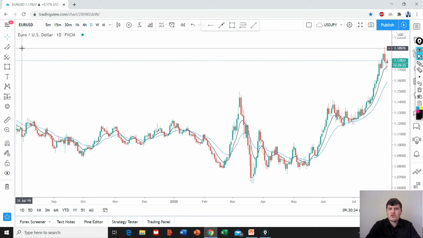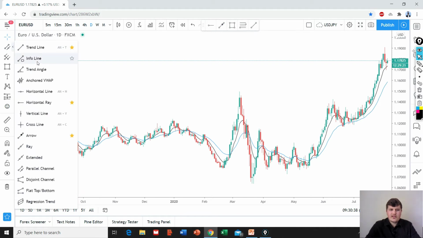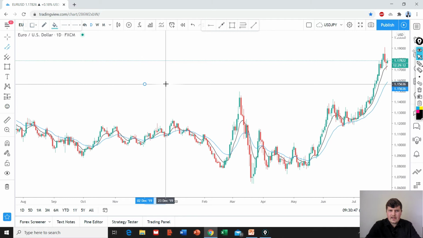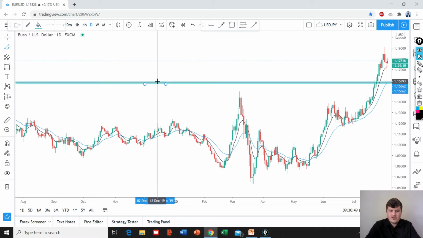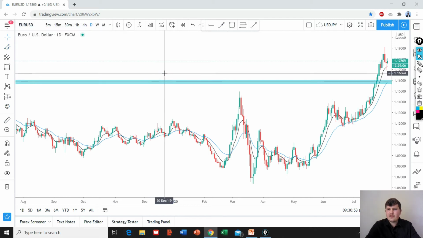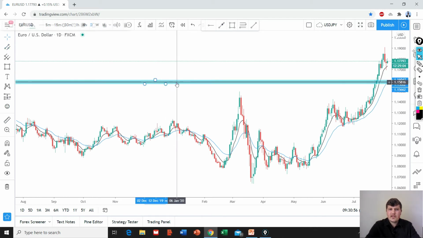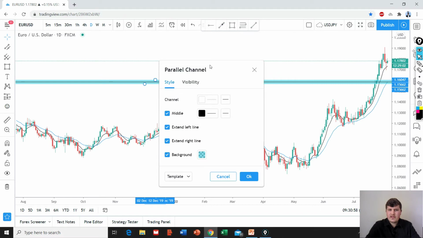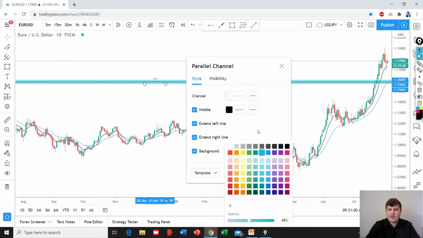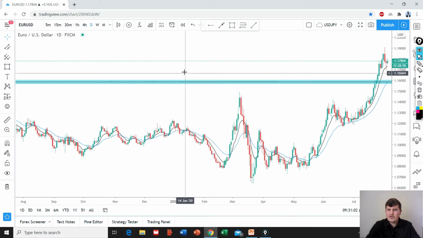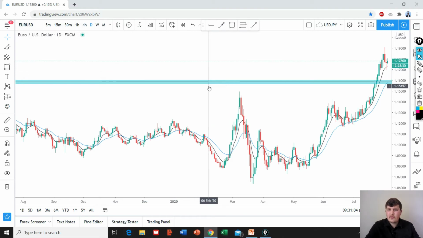Now to draw your support and resistance areas, I like to use the parallel channel tool at the left toolbar on TradingView. You just select parallel channel and you just make an area like this, and you can edit this, you can make it any color you like, you can play around with it. I like the blue and the black combination.